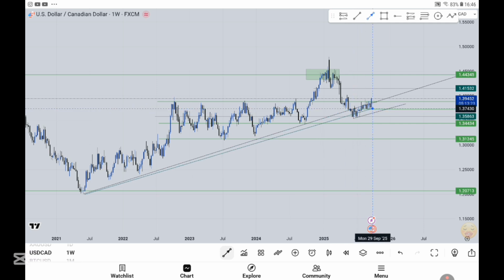But what happened? The market broke above the trend line. You see, this clearly shows us that the market is still full of buying. So you can see the market broke above the trend line and also above the resistance level that had been formed, where we had multiple rejections previously. The market broke above it.